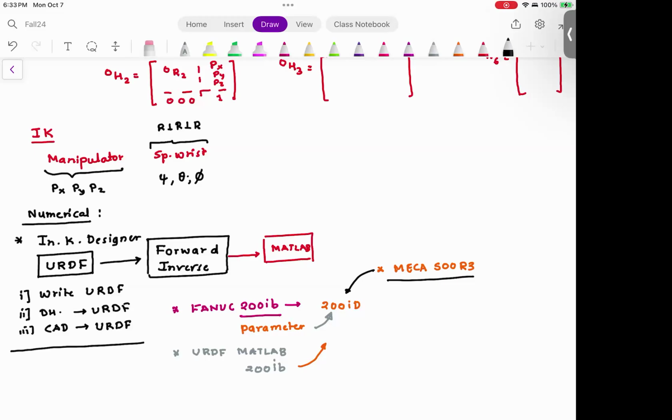At the end, you need to match three answers. First, your answer coming from the actual robot. This is from the lab exercise. Second, the answer coming from your forward kinematics, and you can also try inverse kinematics too, just for the kicks. This is from MATLAB. And then you will have the solution from the inverse kinematics designer.